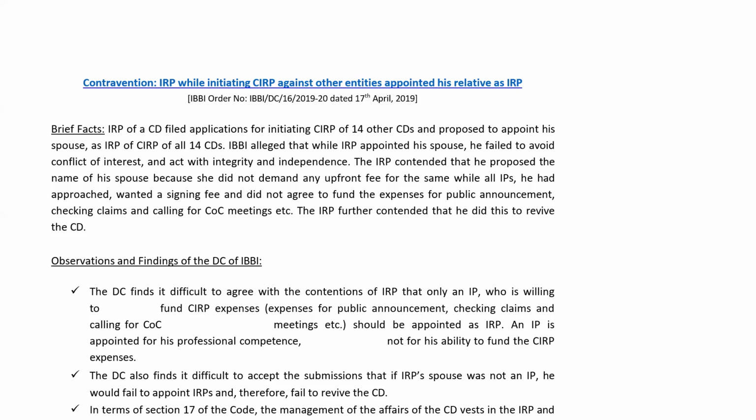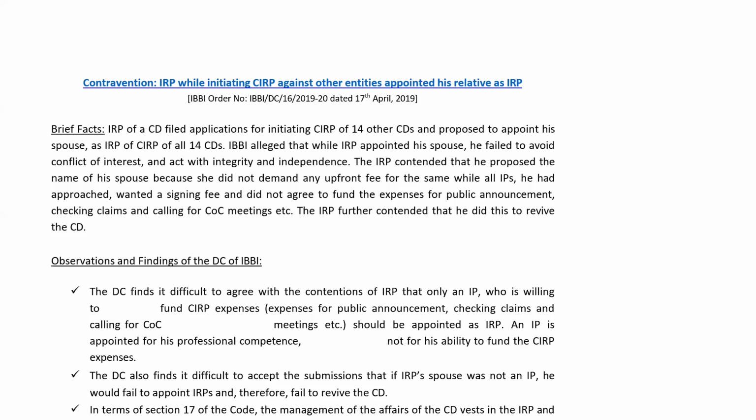IBBI alleged that while IRP appointed his spouse, he failed to avoid conflict of interest and act with integrity and independence. IRP contended that he proposed the name of his spouse because she did not demand any upfront fees for the same, while all IPs he had approached wanted a signing fees and did not agree to fund the expenses for public announcement, checking claims and calling for COC meetings. The IRP further contended that he did this to revive the CD.